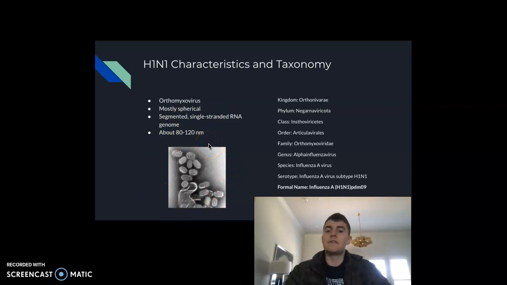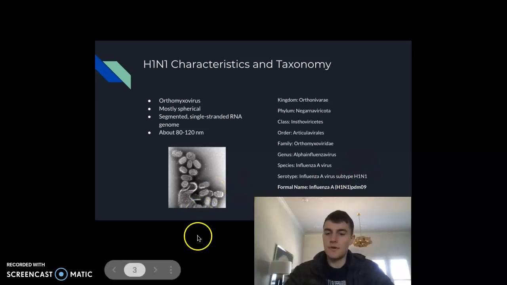And so, moving on to the taxonomy, as we said, it's an influenza A virus. And the formal name it was given was influenza A, parentheses, H1N1, and then pdm09. And the pdm09 is there just to distinguish which strain of H1N1 it was.